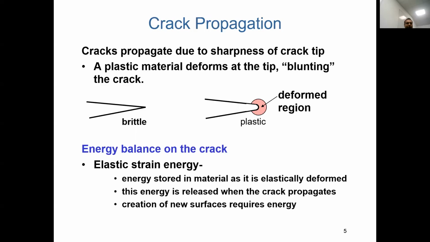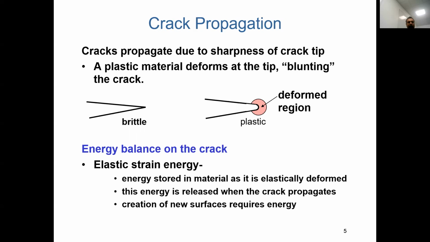On crack propagation: in brittle failure, the way the crack propagates, the tip is always going to be sharp. In plastic deformation, as you can see in the picture on your right side, we always have a deformed region where the material is going to deform, and then the crack will propagate.